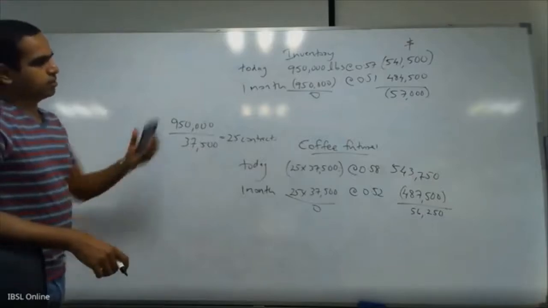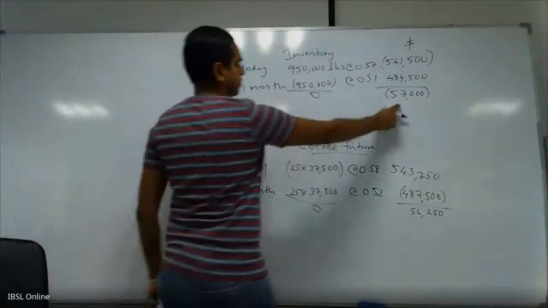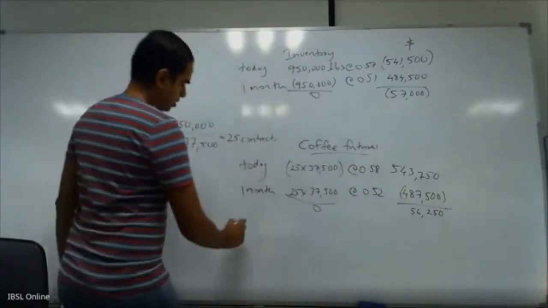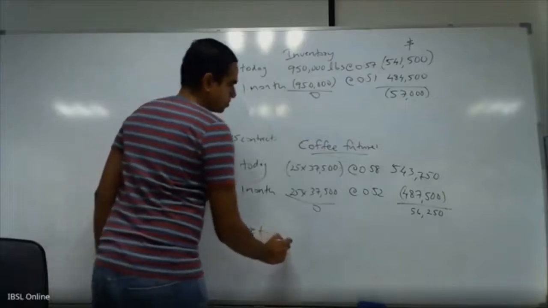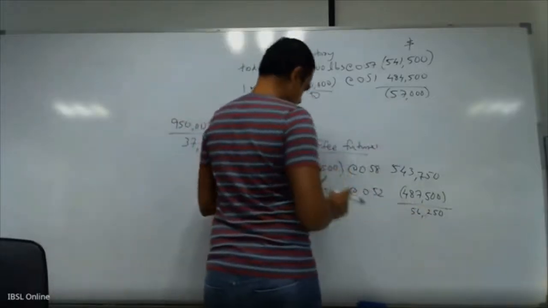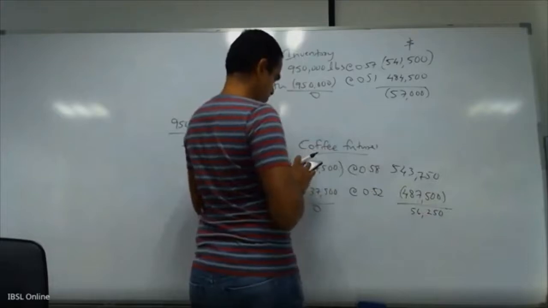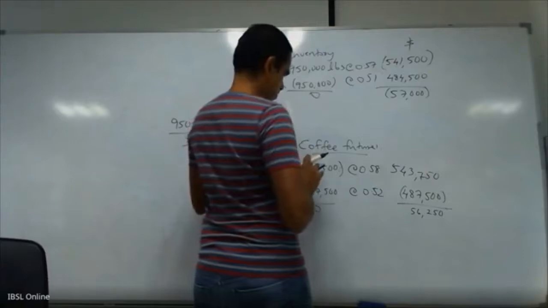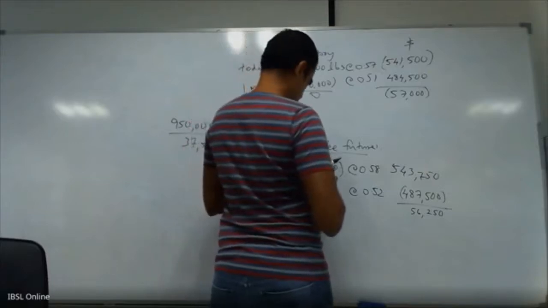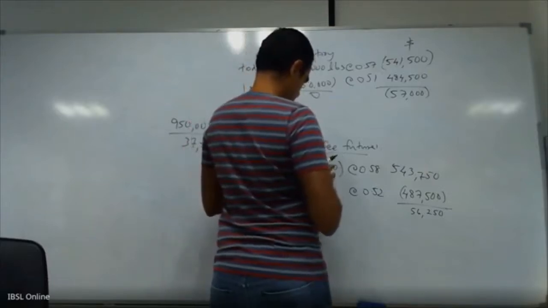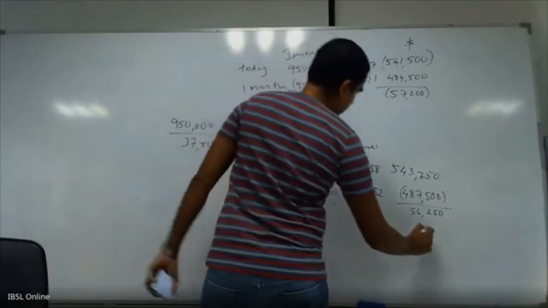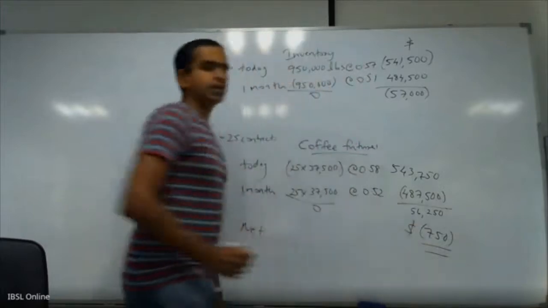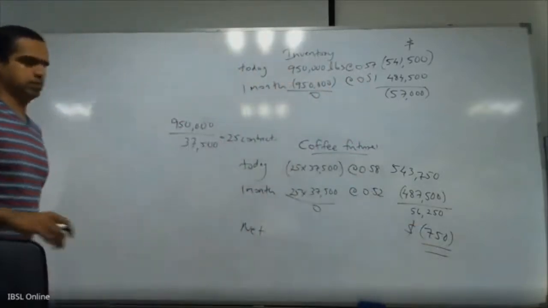Okay. Then on inventory, they are losing 57,000. On coffee futures, they are making 56,250. The net is minus 57,000 plus 56,250, a $750 loss. Okay, so they will end up losing $750.